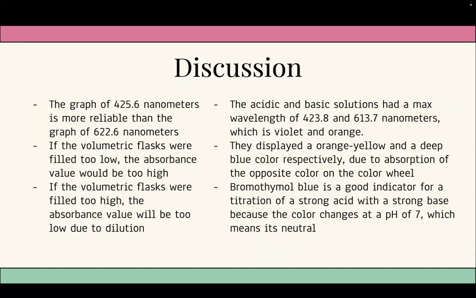Some things that we had to note and conclude were that the graph of the 425.6 nanometers was more reliable than the graph of the 622.6 nanometers because the R squared value for the first graph was closer to 1. It was around exactly 1, while the R squared value for the 622.6 nanometer graph was around 0.9. This shows that the relationship between the 2 variables was more linear in the 425.6 nanometer graph, and that makes it more reliable.